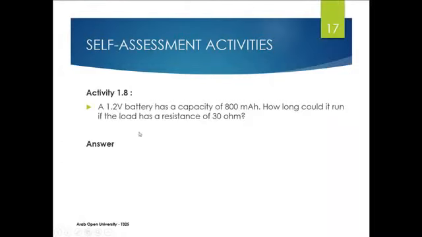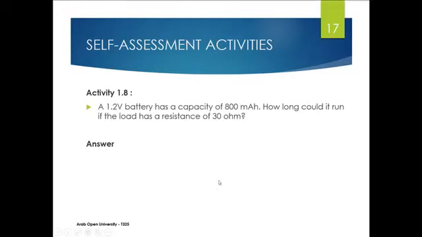So this is an example where we have the voltage and the capacity, and they ask us how long it could run if the load has a resistance of 30 ohm. We have the capacity, which is the current multiplied by the time, and we have the voltage, and we need to know how much time it can last. So we need C equal I times T. Knowing C, to get T, we need to know I.